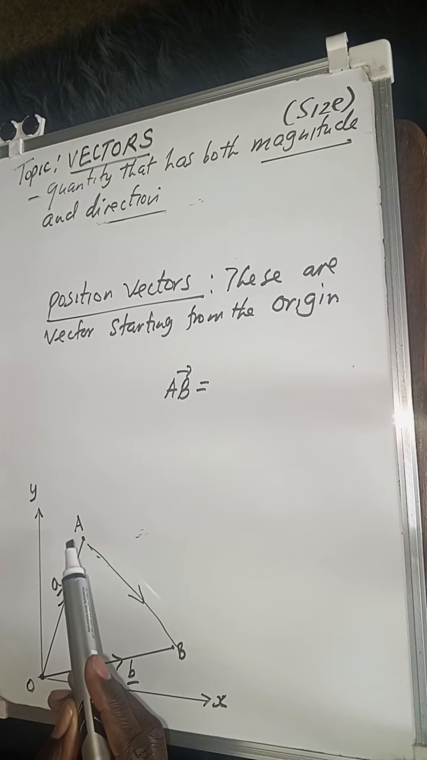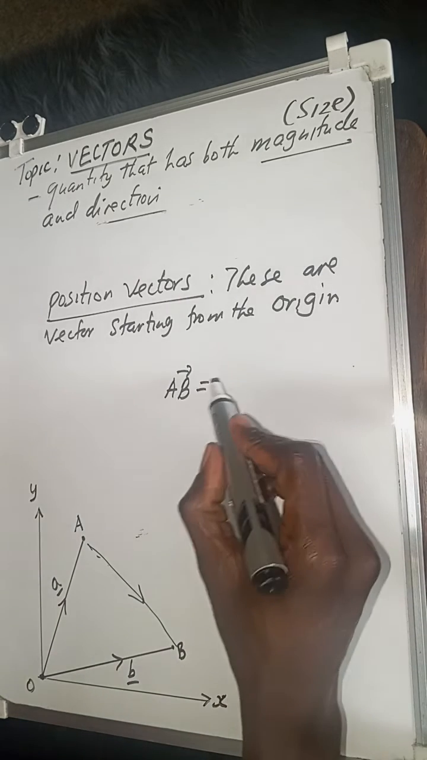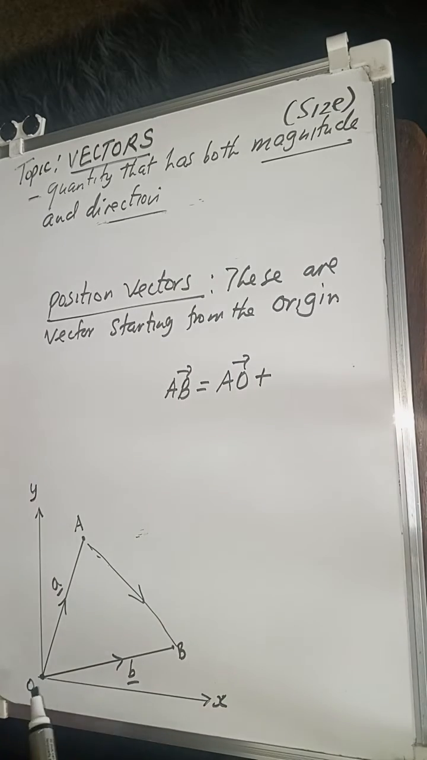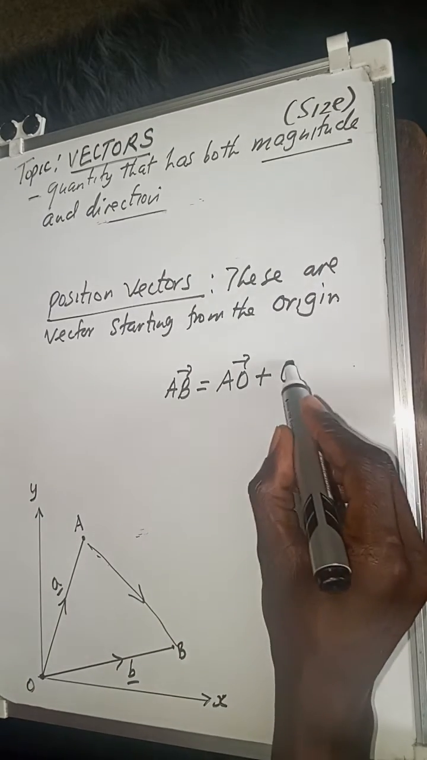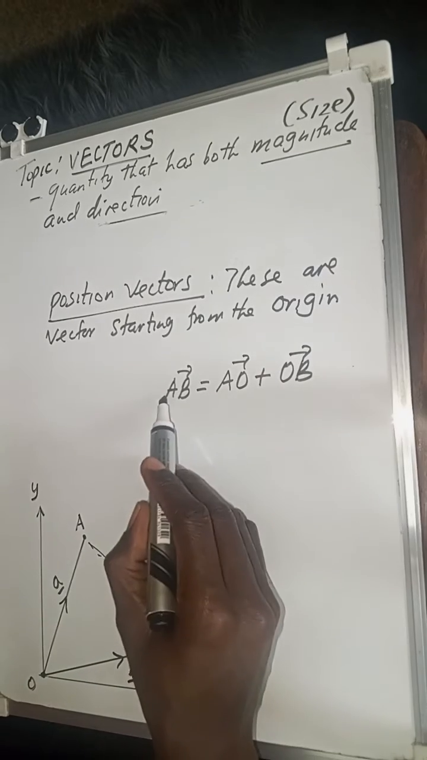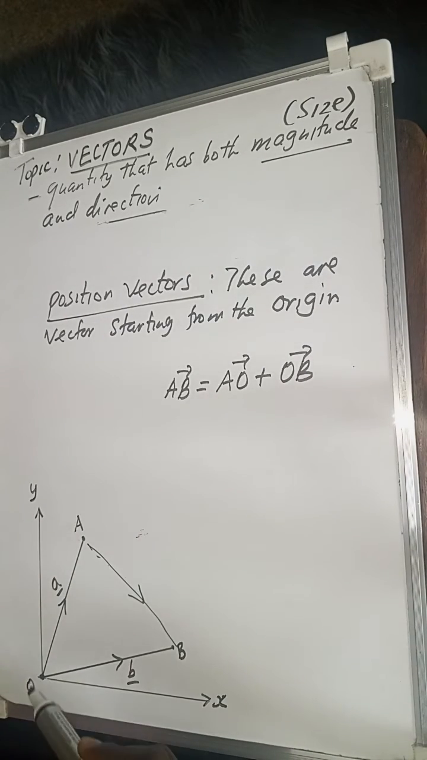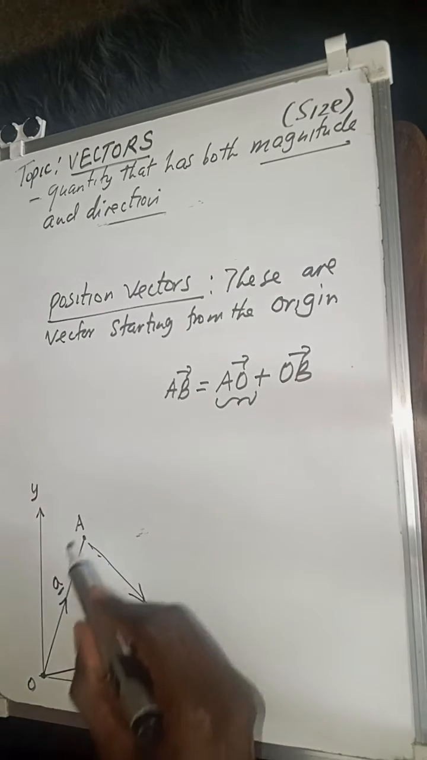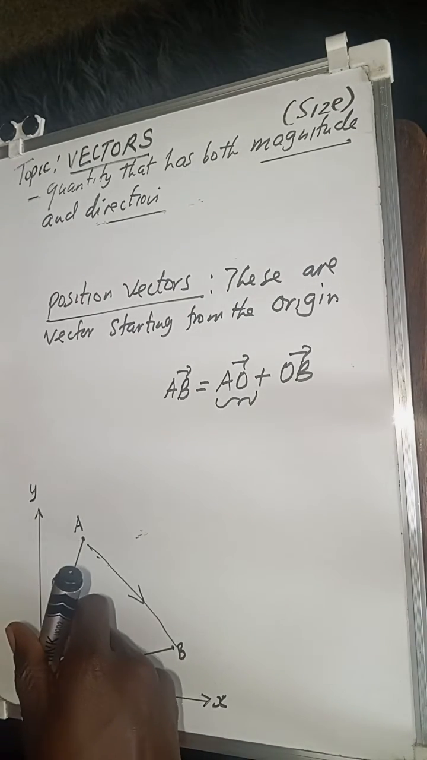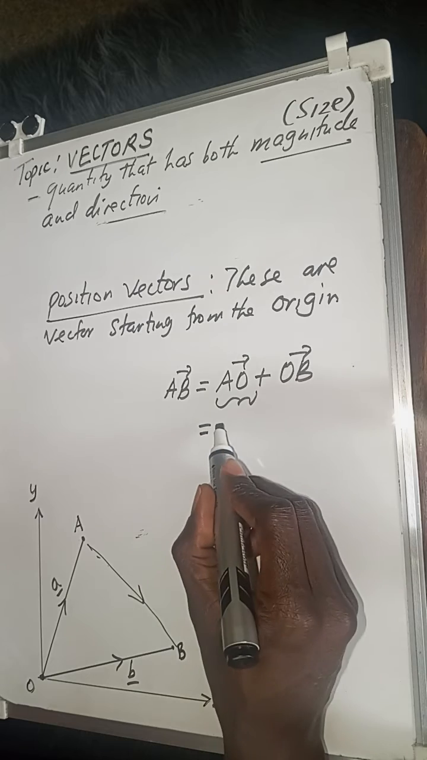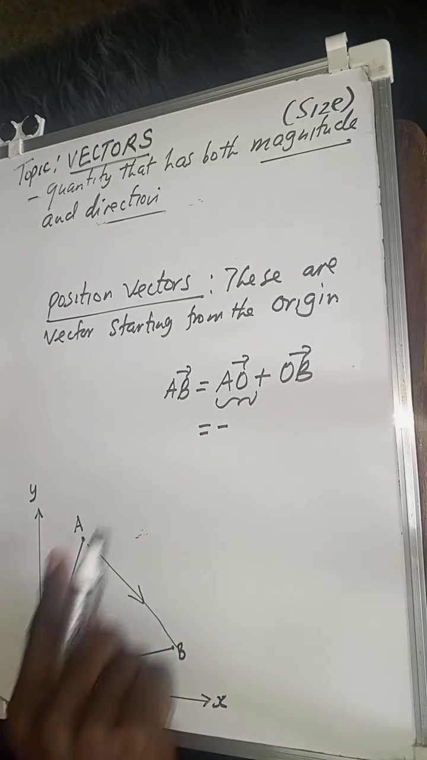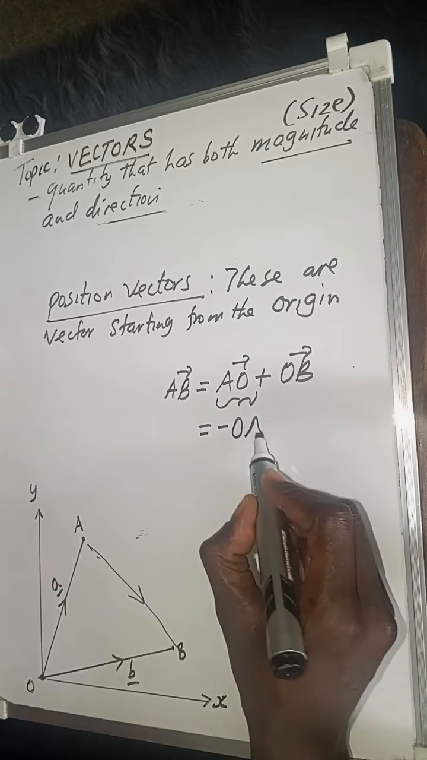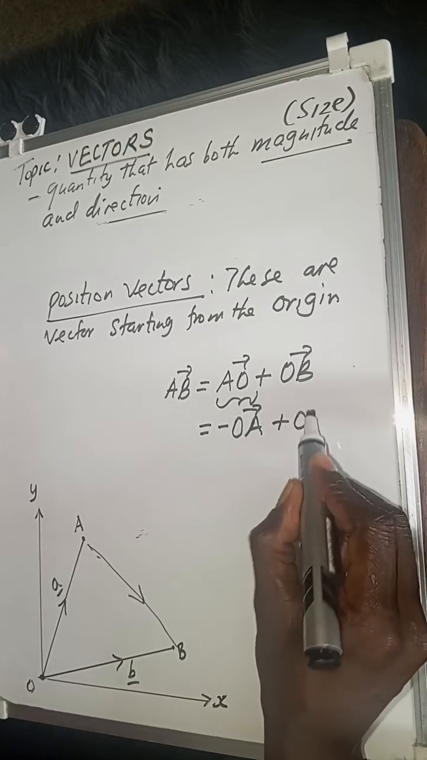So the only way I can move is AO, if you notice, so that is going to be AO, combined with the vector OB. So that is what we mean. So that's how I can move from A to B. It is AO combined with OB. But you notice if you move from A to O, you are moving in the opposite direction to the vector. So you put a negative, but you maintain the actual direction of the vector, which is OA. That's what we mean, combined with the vector OB.